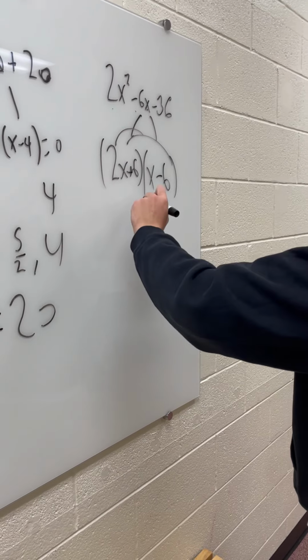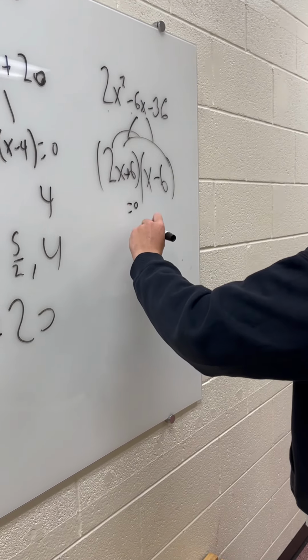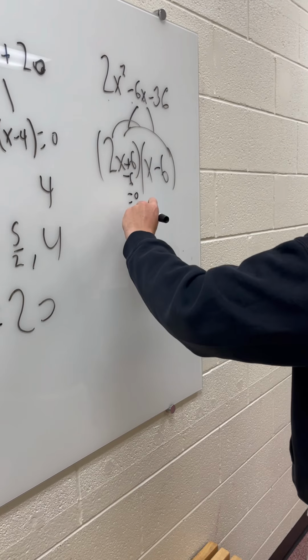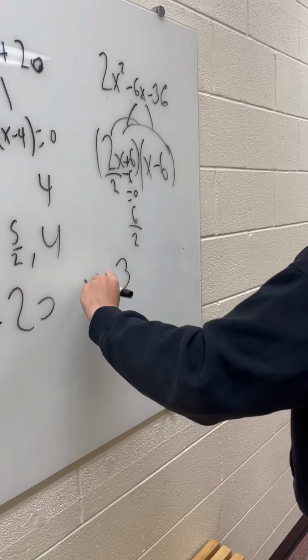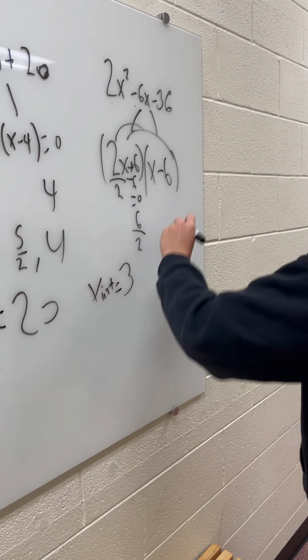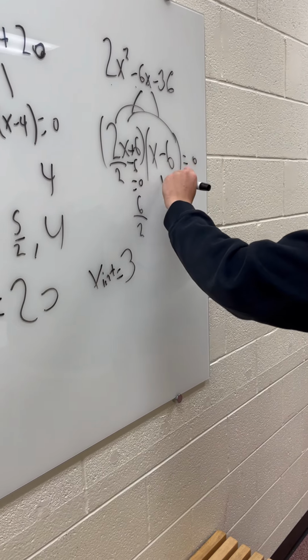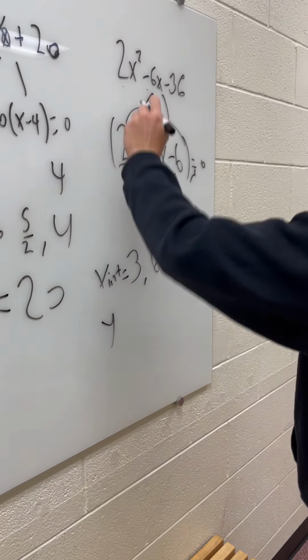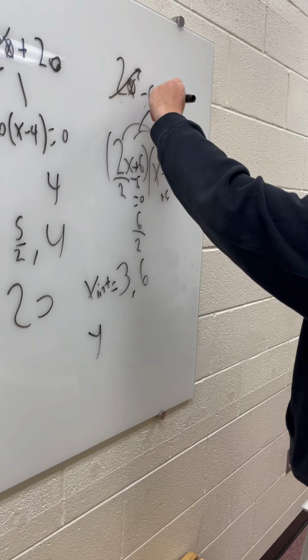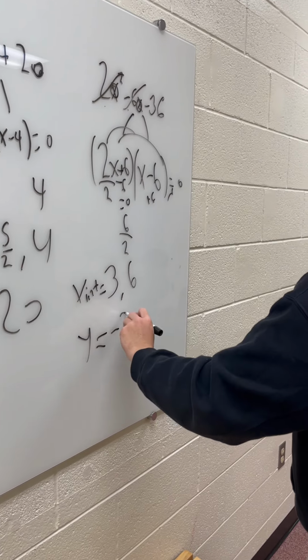And then you're gonna set these equal to 0. So that one's gonna be -6 divided by 2, so it's gonna be 6 over 2, which is 3. So x equals 3, and then this one equals 6. Then you're gonna plug in the 0 for the x, and it's gonna be (0, -36).